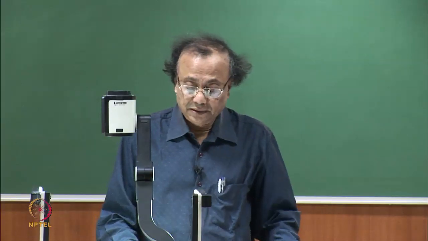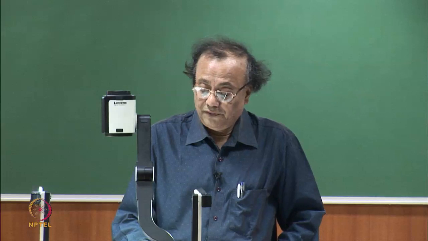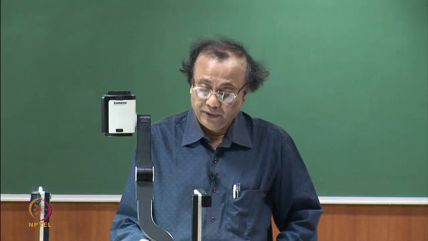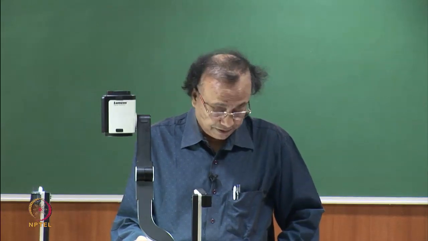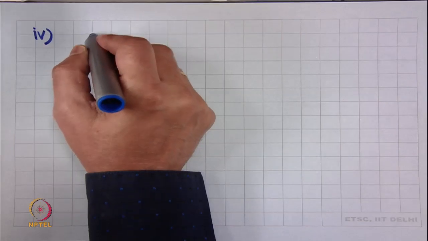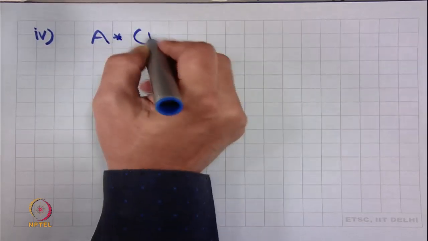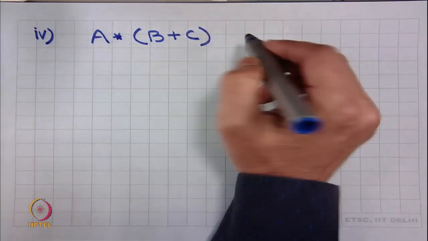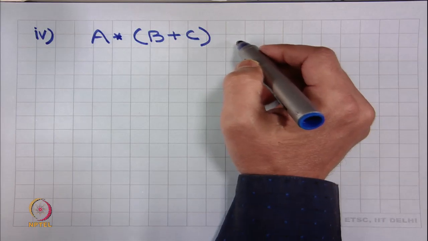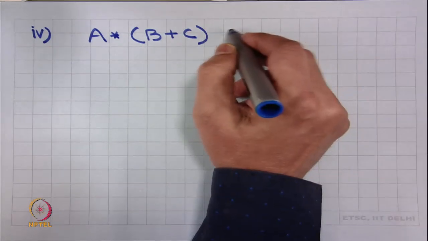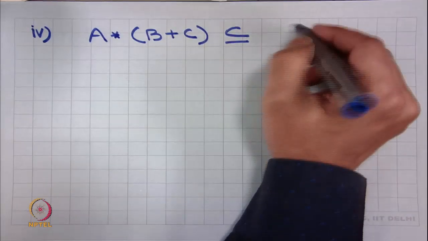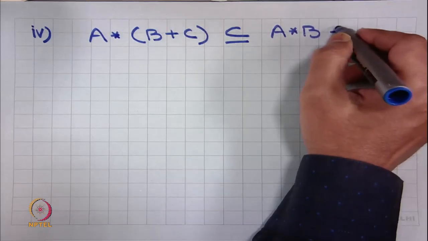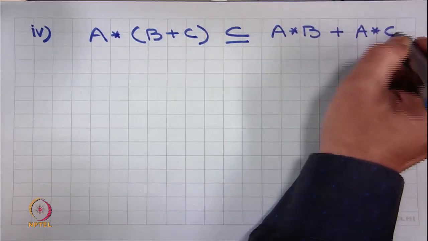The above properties are very similar to what we have seen with respect to real numbers, but the following is slightly different. What is A star (B plus C)? In reals, we know that it is A star B plus A star C, but with respect to interval arithmetic, it is contained in A star B plus A star C.